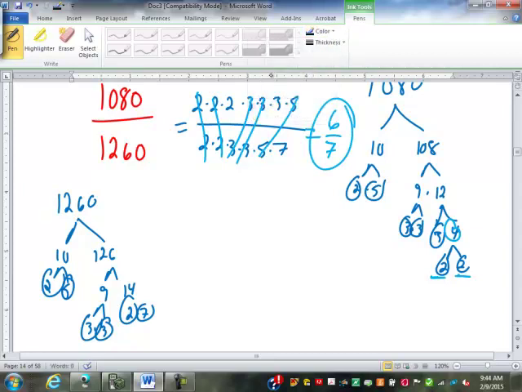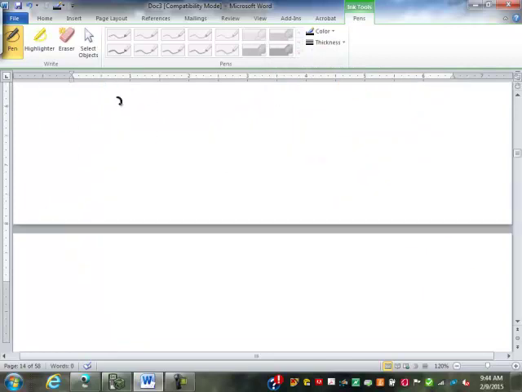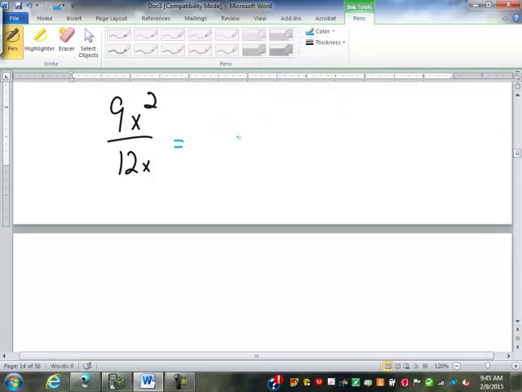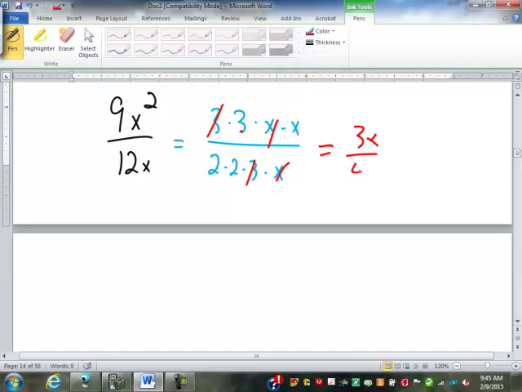In fact, once we start throwing in variables, this is going to be hard. Like this one, 9x squared over 12x. The easiest way to reduce that is to factor. 9x squared is 3 times 3 times x times x. 12x is 2 times 2 times 3 times x. You cancel out a 3 and an x. So you've got 3x over 4. See how easy that is to reduce?